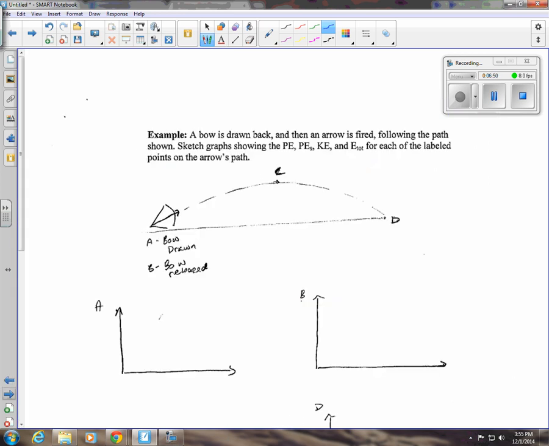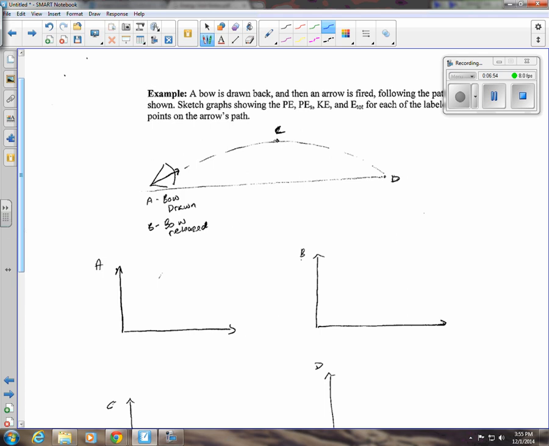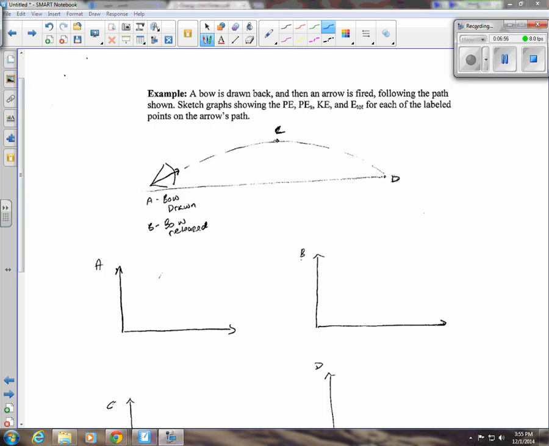Now, top of the next page, we have another example. You draw a bow back, and then the arrow is fired. Okay, and it's going to follow this path. And we want to show the PE, the KE, and this time there's spring potential energy and the total energy. Now, at point A is when the bow is pulled back. So we're going to write PE here. We're going to write PES, maybe. We're going to write KE, and we're going to write total.